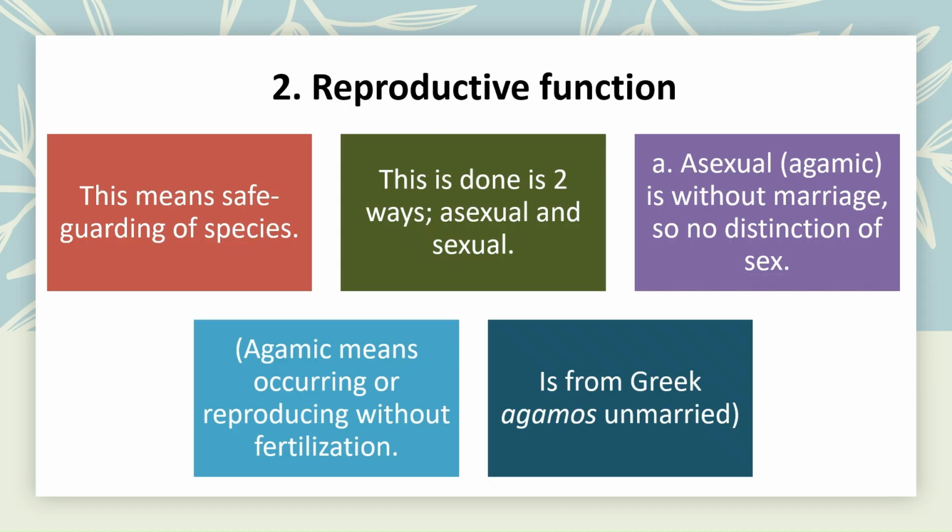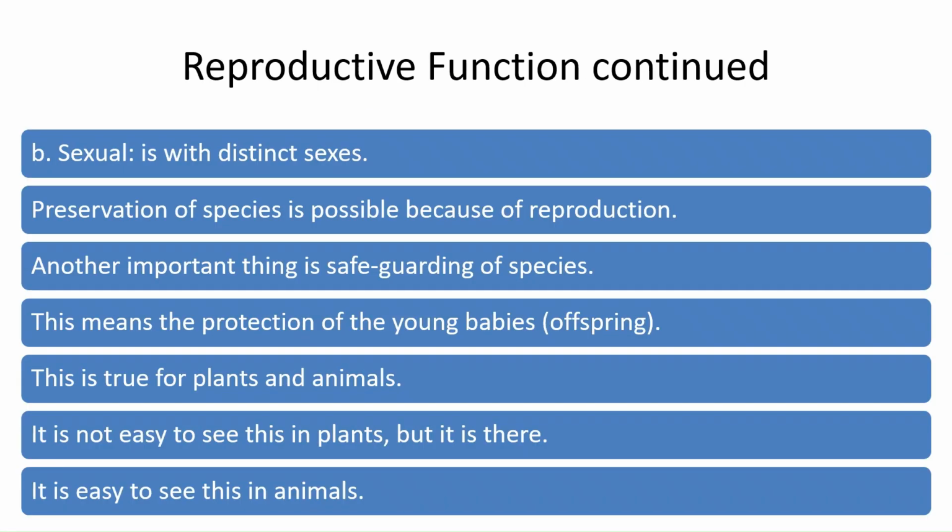Asexual is also called agamic and is without marriage, so no distinction of sex. Agamic means occurring or reproducing without fertilization. It is from the Greek word agamos, meaning unmarried. Reproductive function, let's continue with that. Sexual is with distinct sexes. Preservation of species is possible because of reproduction.